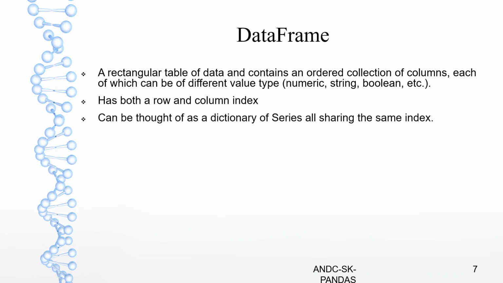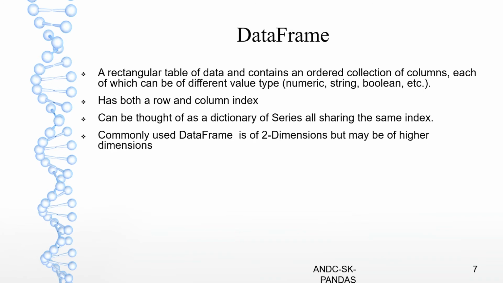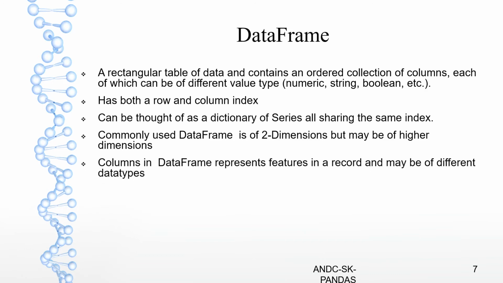So a data frame can be thought of as a dictionary of series where all series have the same type of index values. Commonly used data frames are two-dimensional, but they may be of higher dimension. And each column in a data frame represents information about a particular feature, and each feature can be of a different type.